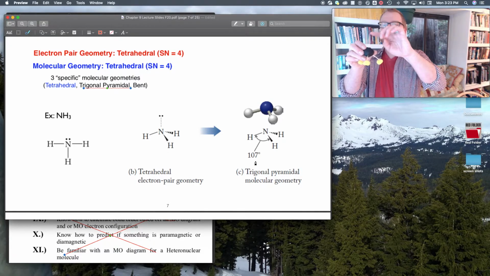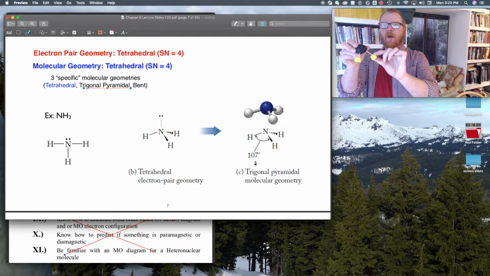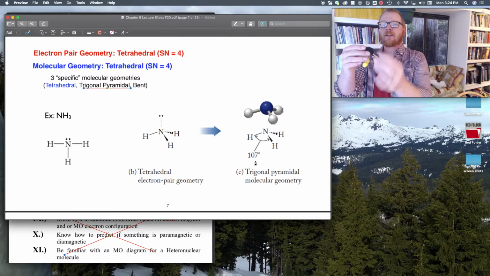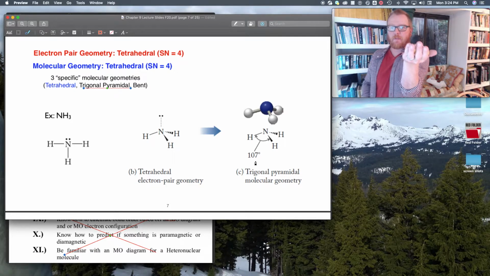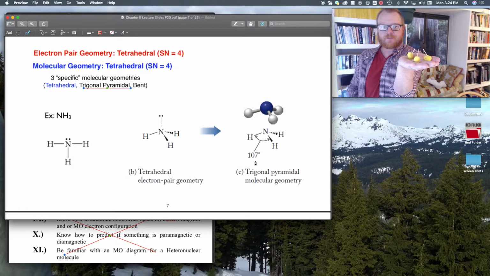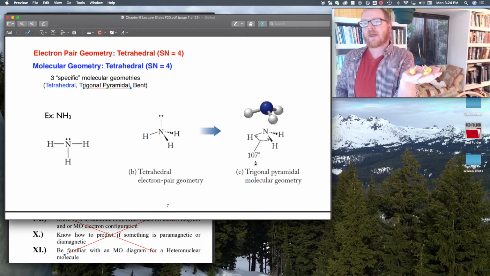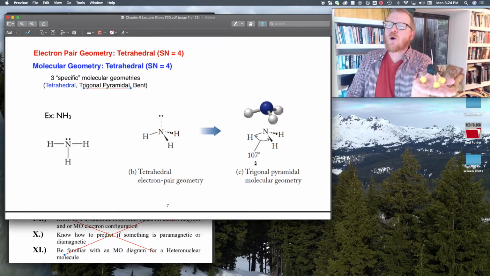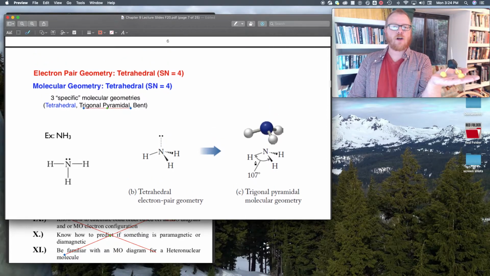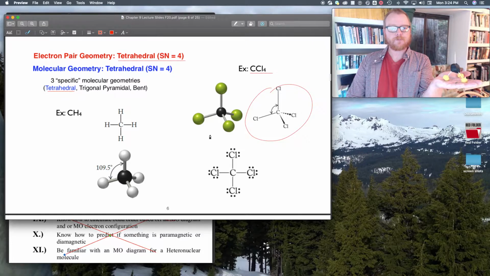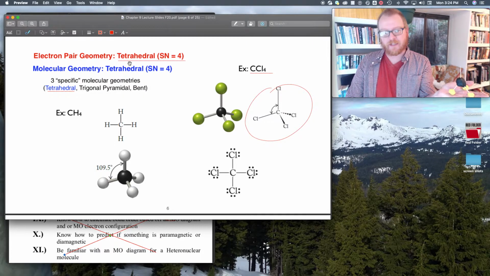So what it does is this electron pair repels this bond and this bond and this bond. So it kind of makes it stand up a little bit more, right? And so now the bond angle between this atom and this atom is 107 degrees instead of 109.5. I'm not so concerned with you memorizing these numbers as long as you recognize that tetrahedral is 109.5.